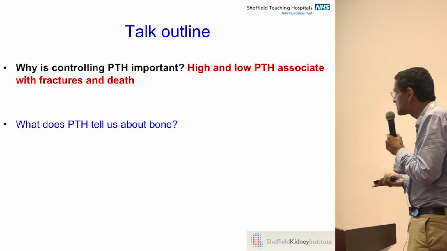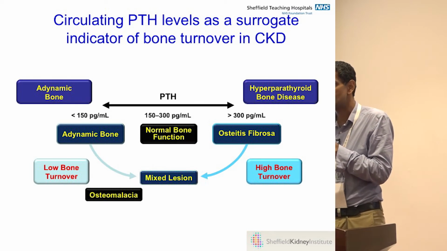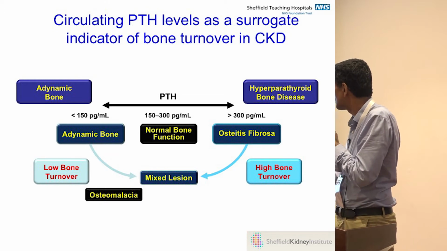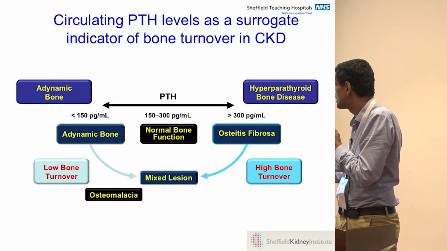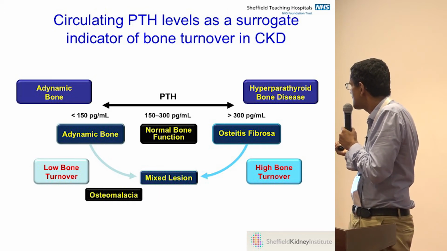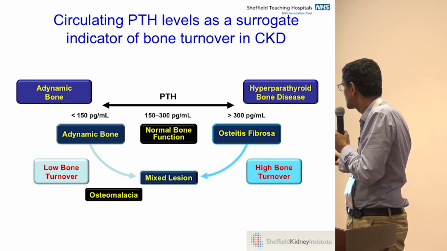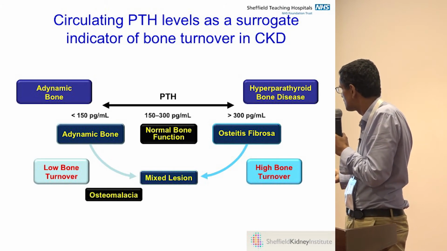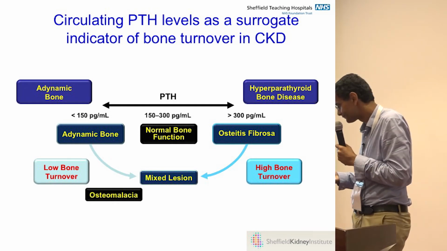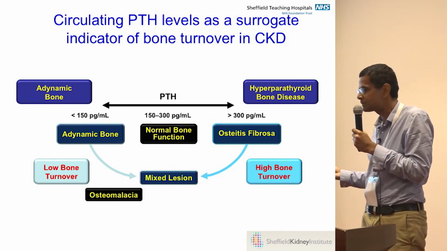So secondly, what does the PTH tell us about bone? Most of us will use PTH as a surrogate marker for bone turnover, yeah? So if the PTH is very low, we think they've got low turnover bone disease or perhaps adynamic bone disease. And if the PTH is higher, then we think they've got high bone turnover disease, and perhaps very significant high turnover bone disease. And if we think it's in between those two, then we think, well, maybe the bone's normal. So how good is that model or paradigm of how we use PTH?